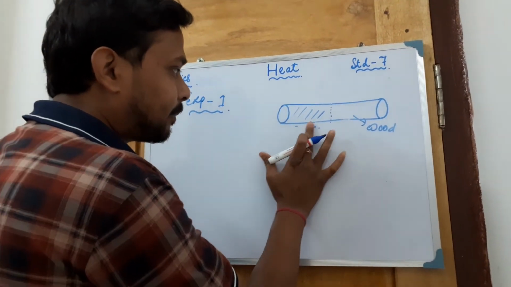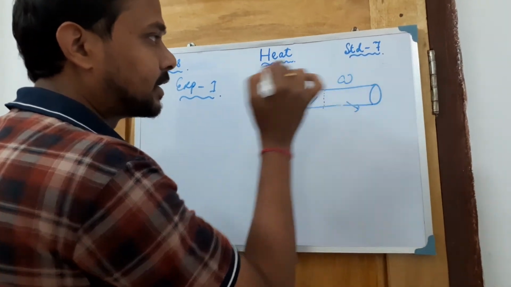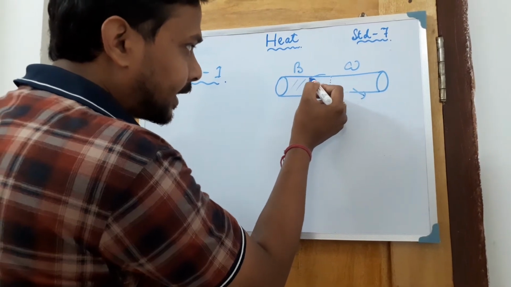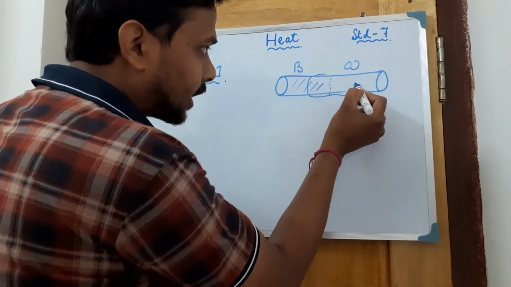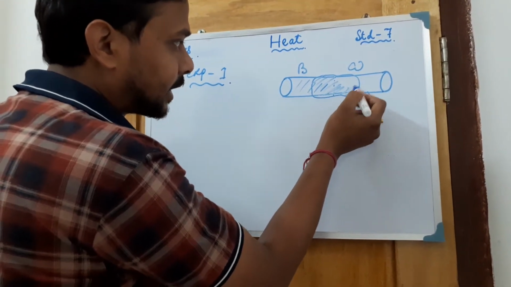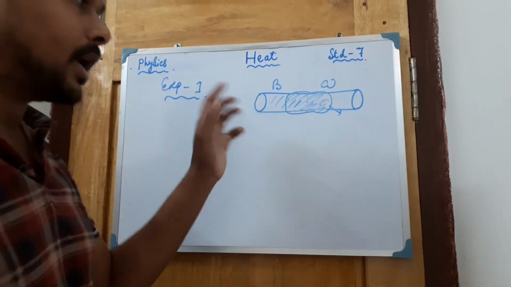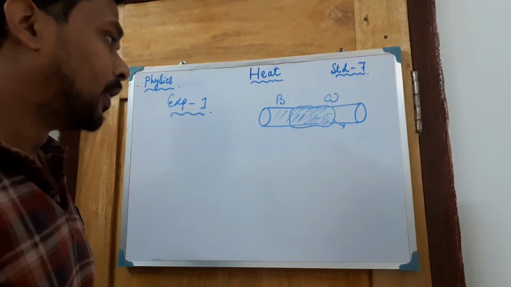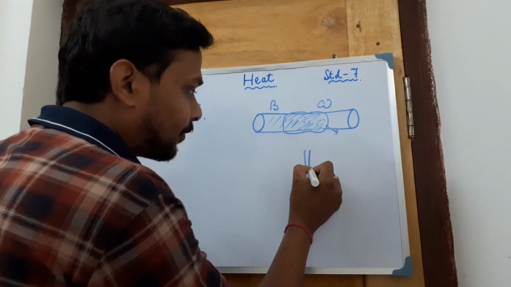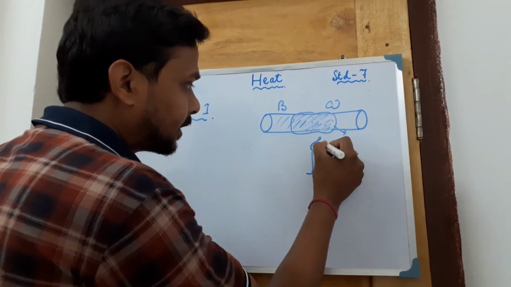Now in this side brass and this side wood, simply I am telling this side is B and this side is W. Now in this portion, we are attaching a piece of paper. This piece of paper is just wrapped in this way so that it will not come down. Now we are bringing any type of burner and placing it here.